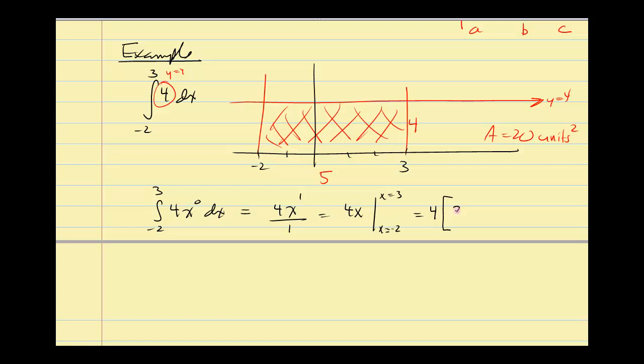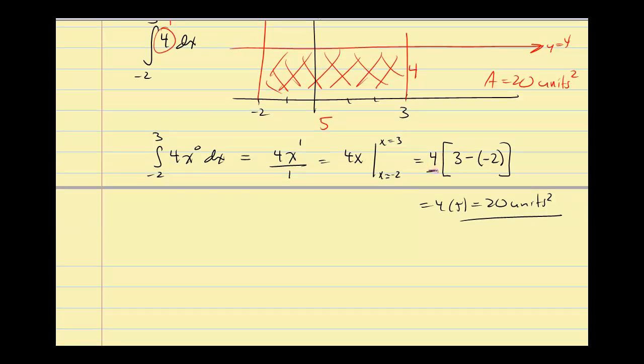So my upper is 3, and then I evaluate using my upper minus my lower. So I have 3 minus my lower, which is -2. So I need to be careful here. I have 3 minus a -2, which leaves me with 4 times 5, which is 20 units squared. So that works slick. Now again, the integral of a constant is just the constant times whatever value the variable is. Now if you didn't like pulling this 4 out front, we could have done this a little bit differently.